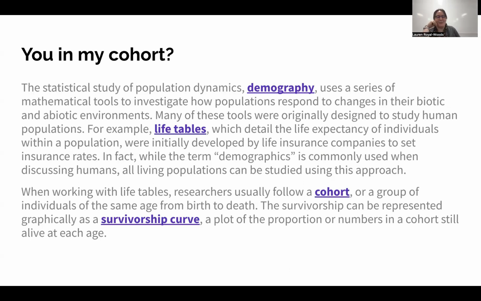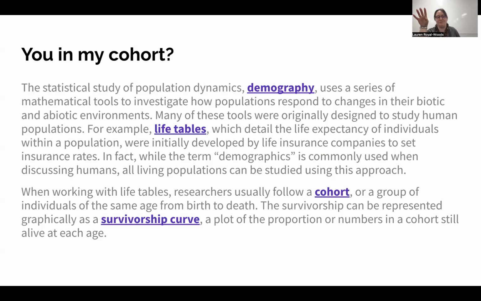So anyway, for example, life tables, which basically detail the life expectancy of individuals within a population, were initially developed by life insurance companies to set insurance rates on us. It's like, oh, you're at high risk for diabetes, so you have to pay higher insurance. Or, oh, you live in a place where you're pretty healthy, so you get to pay lower insurance because you're less likely to drop dead of cardiac disease and all that fun stuff.